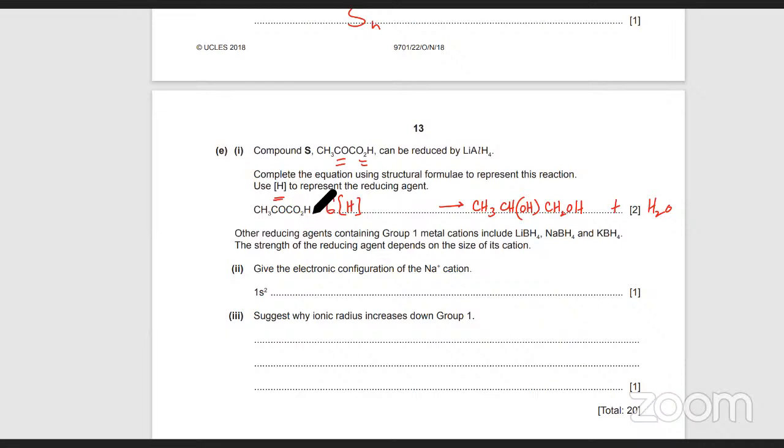That's the electronic configuration of an Na cation. That's 1s2, 2s2, 10 electrons, 2p6. That's it. Why does the radius increase? Because you've got more shells. Okay, you've got more shells, so your radius obviously increases.